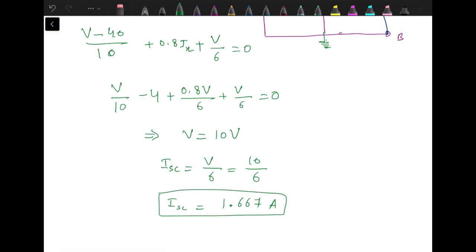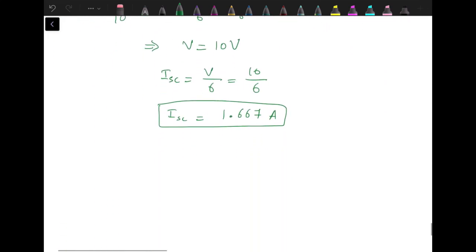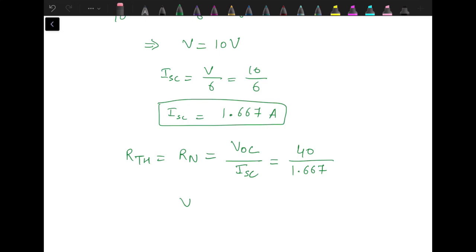So now we got the value of short circuit current, and we have the value of open circuit voltage as well. We can calculate RTH or RN, both are the same, VOC upon ISC. VOC was 40, ISC 1.667 amperes. So RTH is actually 24 ohms.